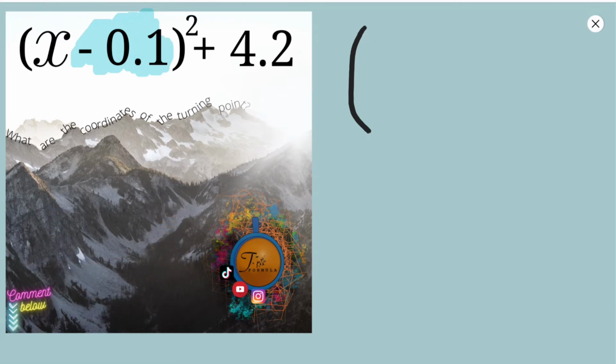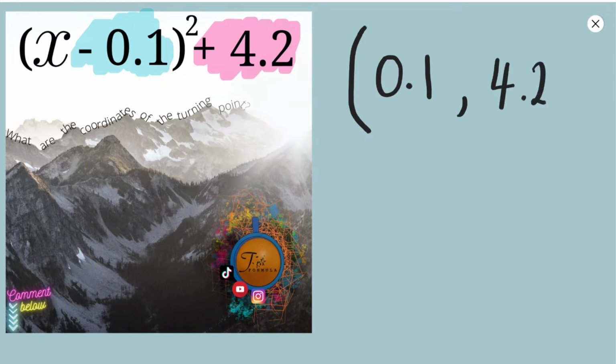Not to be distracted, what we're doing here, we have 0.1. We change the sign. And here we have the y coordinate exactly as it is.